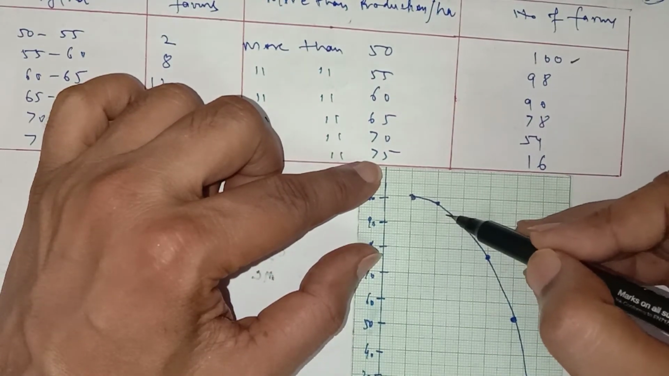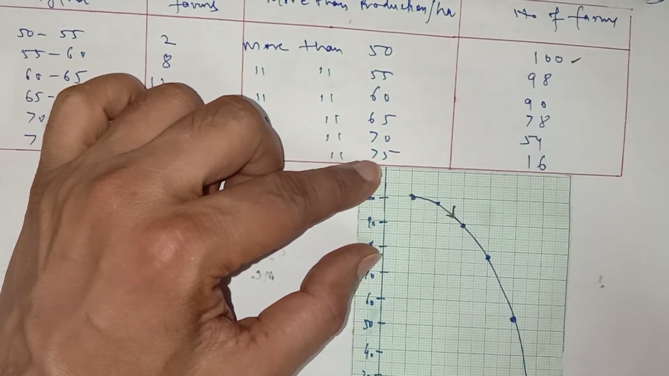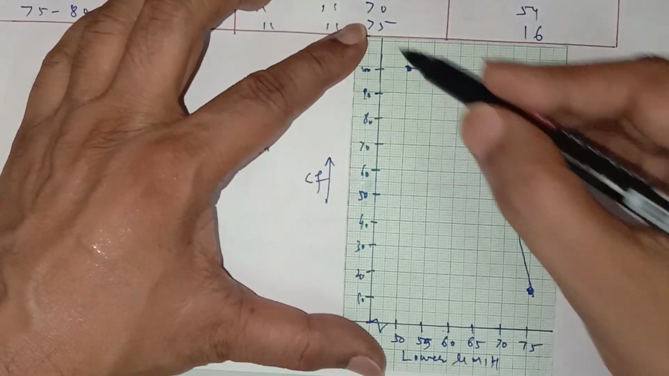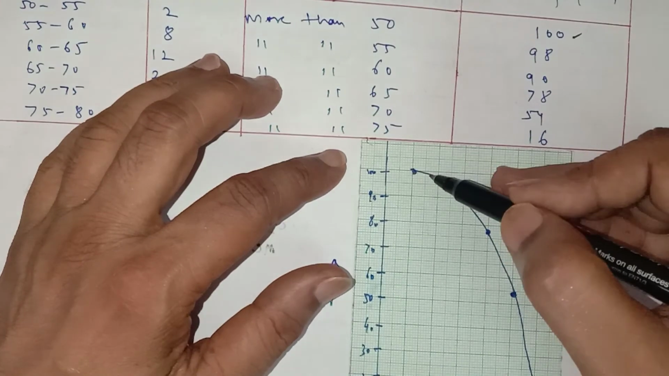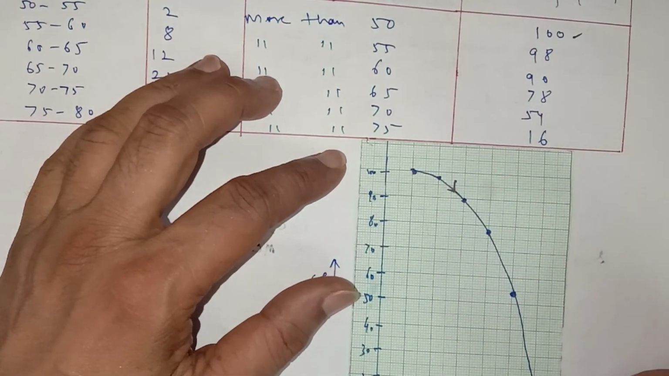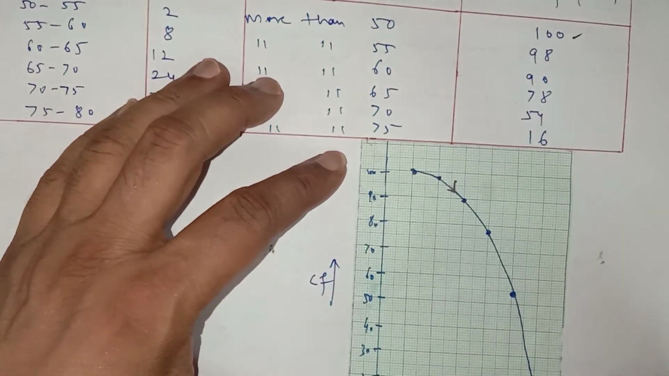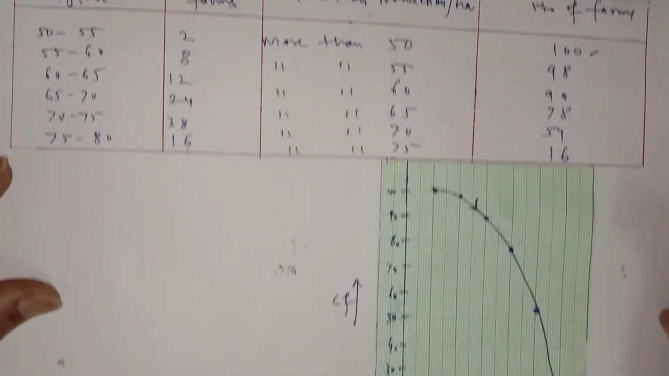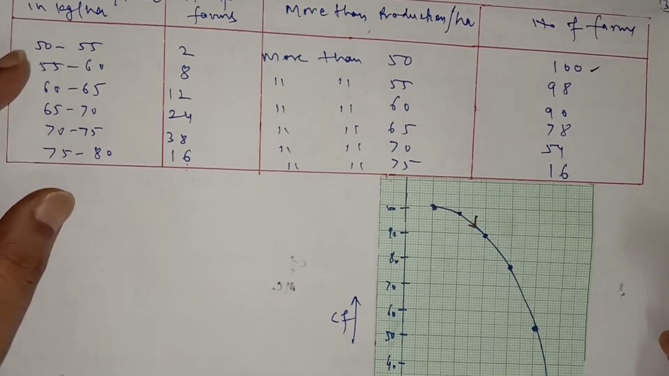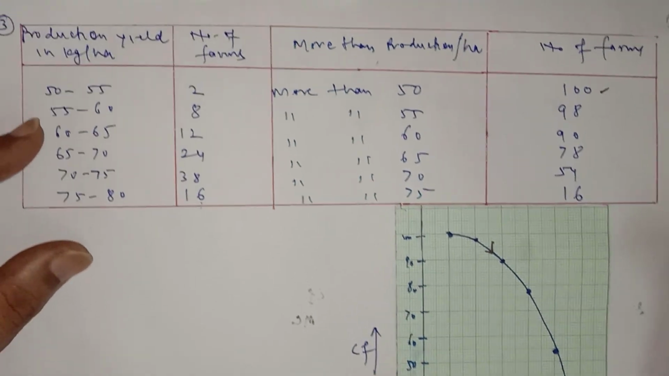When you join these with a free hand, the graph will go downwards, like this. So in the more than ogive, the graph goes downwards, and in the less than ogive, it goes upward. So this is the ogive for more than type, where you have to take the lower limits.